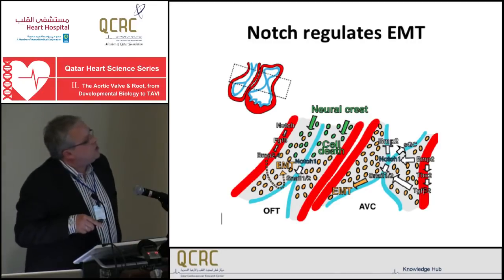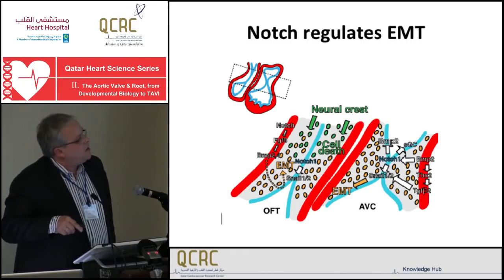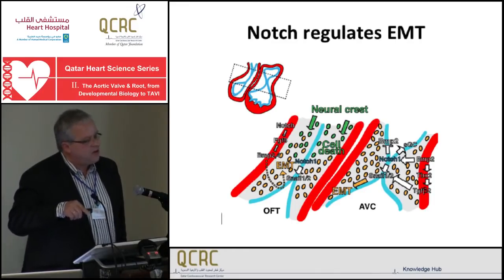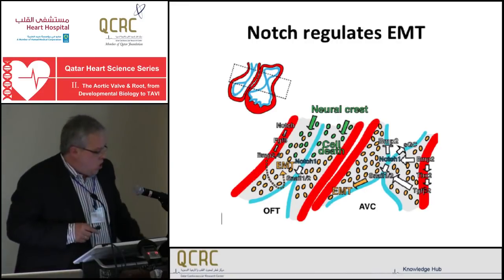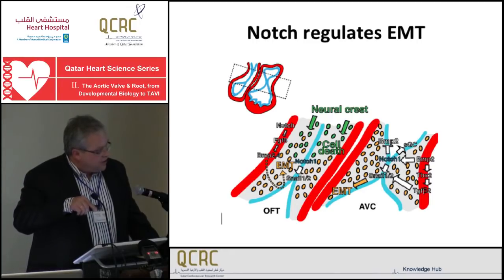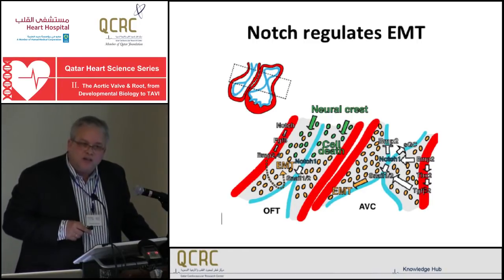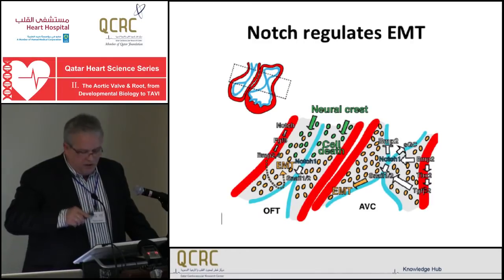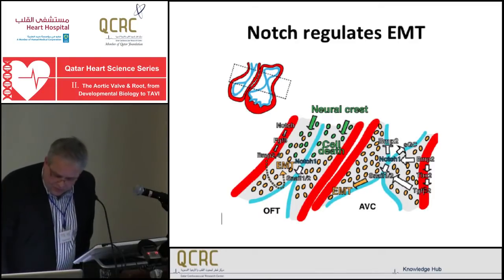This is just showing you the context of Notch again. So Notch plays a role controlling epithelial-mesenchymal transition, both in the AV cushion as well as in the outflow tract. Notch in particular controls the expression of transcription factors that control the expression of adhesion molecules. So SNAIL1 is a repressor of adhesion molecules, and it's controlled by Notch signaling, and thereby the cells are able to leave the endothelium, and migrate here into the cushion area.